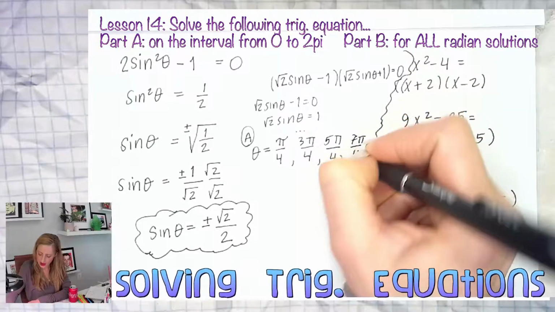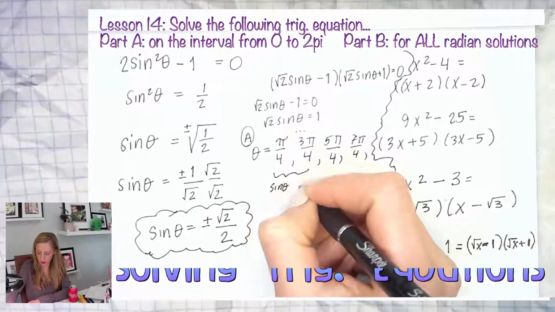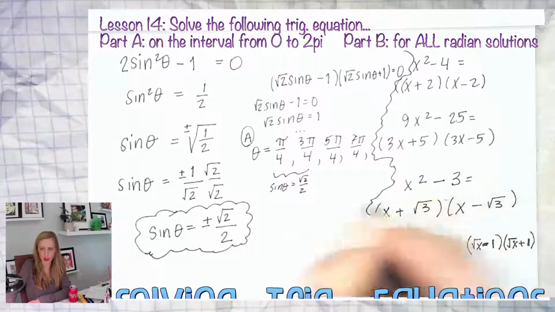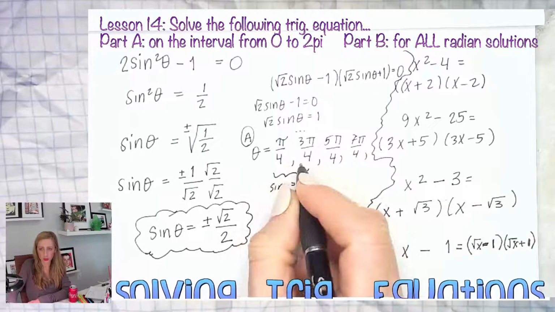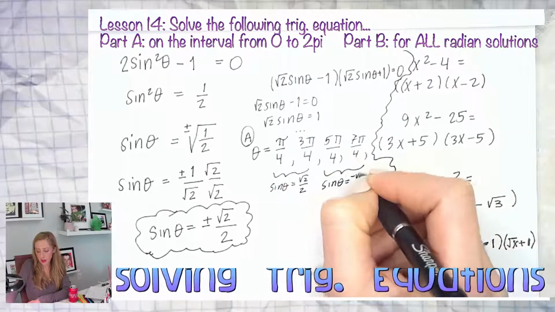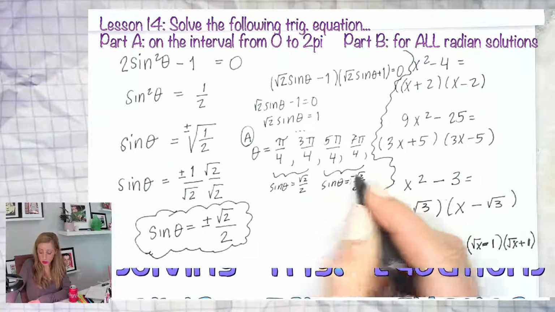Another one. 7 pi over 4. Good. Now these two are actually from when sine theta equals positive root 2/2, because that's quadrants 1 and 2. I'm just going to clarify where it came from. And then these two are actually when sine of theta equals negative root 2/2, because those are in quadrants 3 and 4.